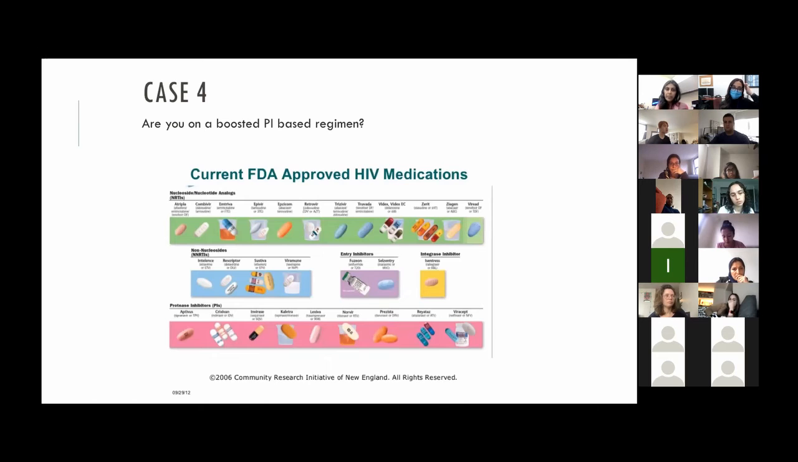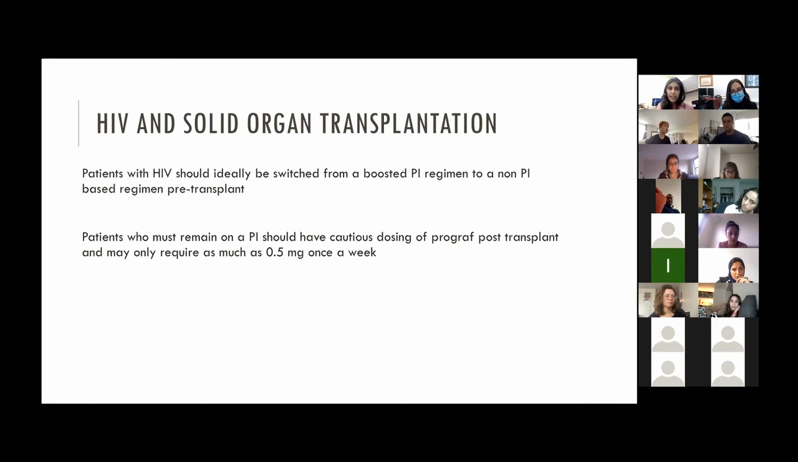So boosted protease inhibitors, when used to treat HIV, oftentimes interact with the tacrolimus and can really result in an elevated tacrolimus level. And so ideally, patients with HIV, when we're evaluating them before transplant, we switch them off the protease inhibitor and usually give them either just a nucleoside or NNRTI regimen or an integrase regimen, basically before going into transplant. If someone has to stay on that particular class of drugs after transplant, then we have to be very, very cautious about how we dose their Prograf.